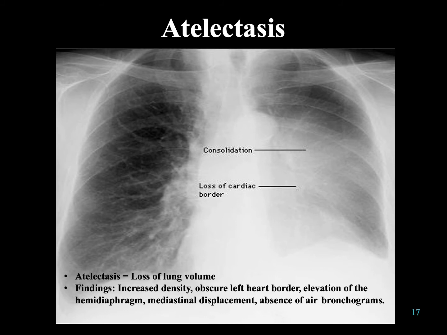Atelectasis, basically just a loss of lung volume. So you see a lot of consolidation. You cannot find the cardiac border anymore. So you've lost a lot of lung volume here. So these are people that are going to have difficulty breathing.